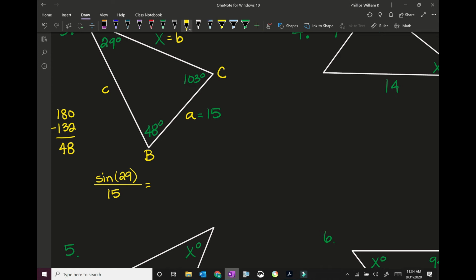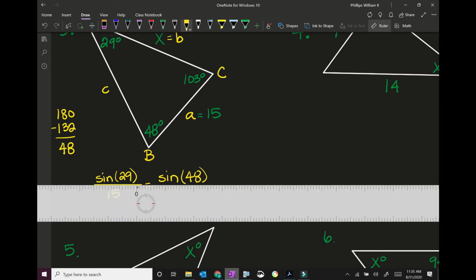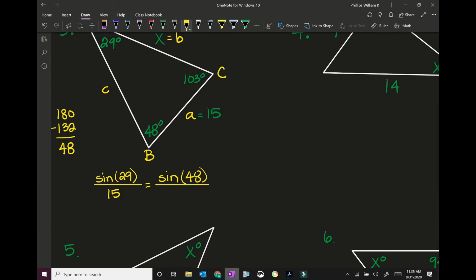This will equal sine of angle B divided by leg B. So now we can cross multiply. So we have, I'll bring this up over here by the 15, x times sine of 29. This should equal 15 times sine of 48.